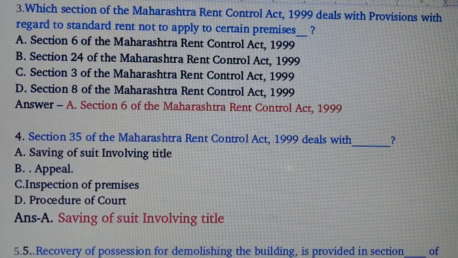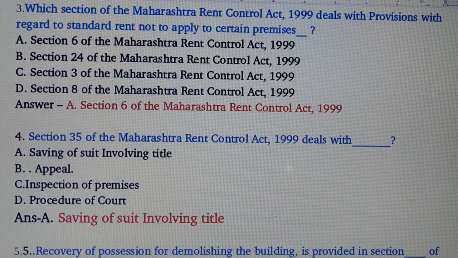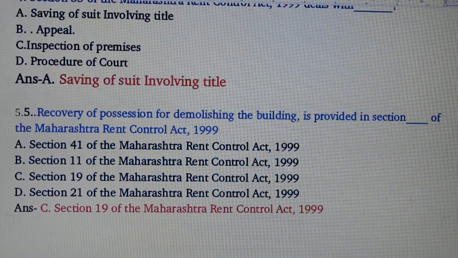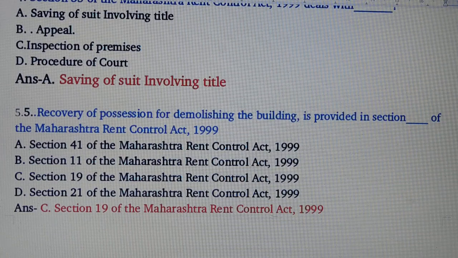Question number 4. Section 35 of the Maharashtra Rent Control Act deals with dash. Answer is option number A, saving of suit involving title. Question number 5. Recovery of possession for demolishing the building is provided in section dash of the Maharashtra Rent Control Act. Answer is option number C, section 19 of the Maharashtra Rent Control Act.